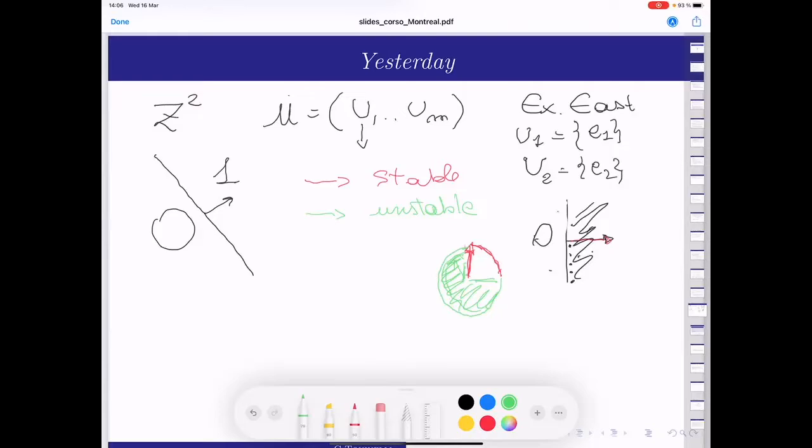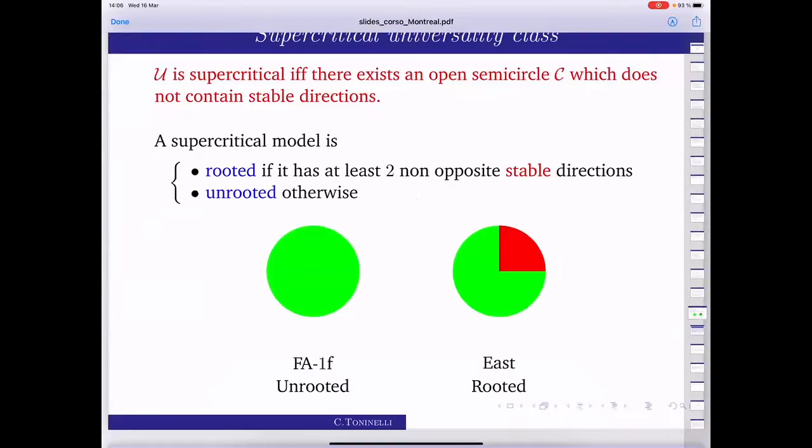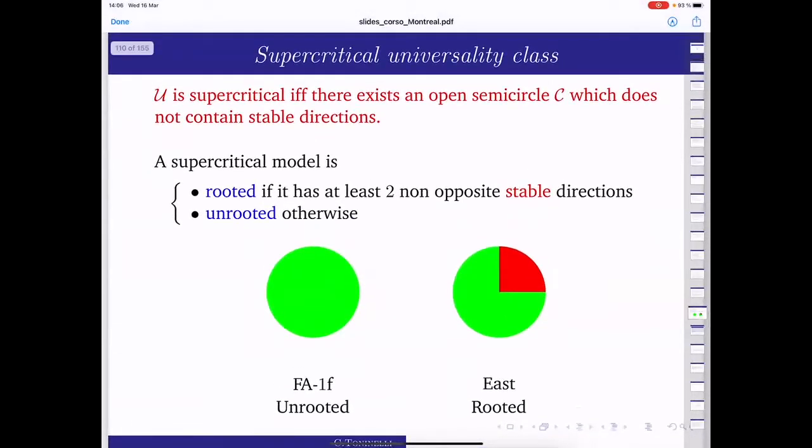I can now go on, and I'm ready to define the different universality classes. For the moment, it will be just a classification of the different rules, depending on the behavior of these stable and unstable directions. But in a second, in 3 slides, you will see that this classification is very relevant, because each of these classes corresponds to a different behavior.